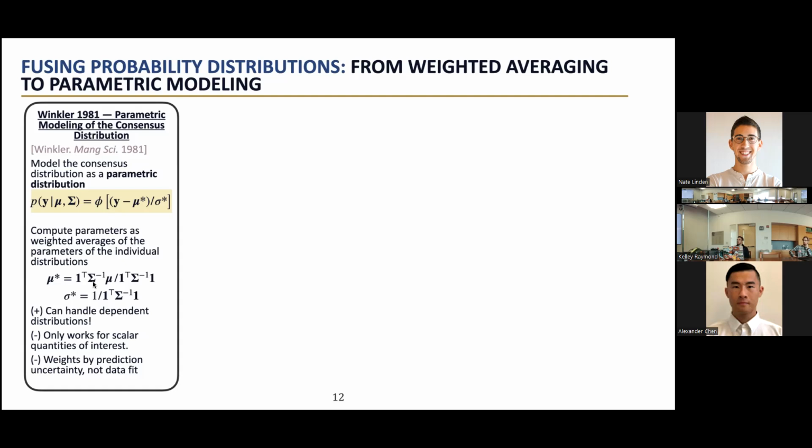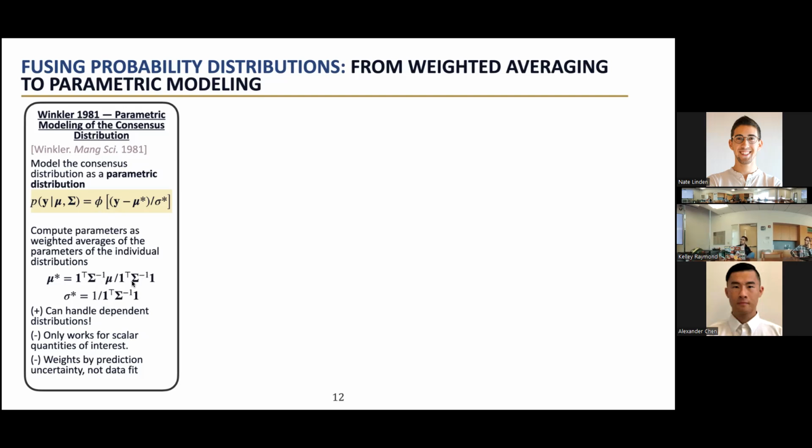It's simple, but it only works for scalar quantities of interest. So let's assume we have a dynamic quantity of interest. This approach won't work for that. And it only weights by predictive uncertainty. You can get a sense of the weighting comes from the inverse of this covariance matrix.